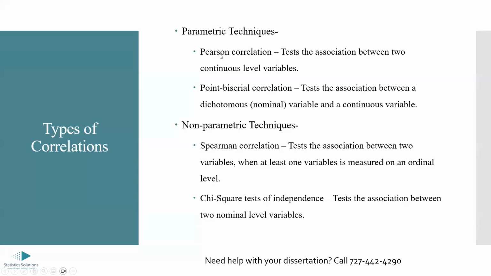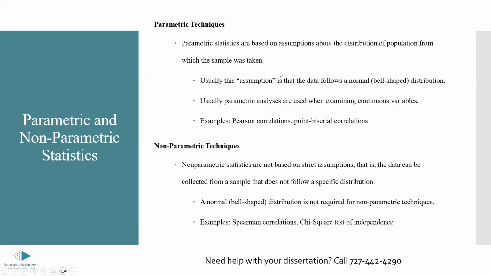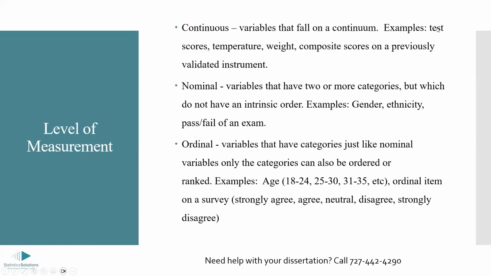And so we've already covered these. Under the parametric techniques, we have Pearson correlations and point biserial correlations. A Pearson correlation is specifically used when you're testing the association between two continuous level variables. So for example, if we're testing the relationship between test scores and temperature or composite score, any two continuous variables, you would use Pearson correlation.